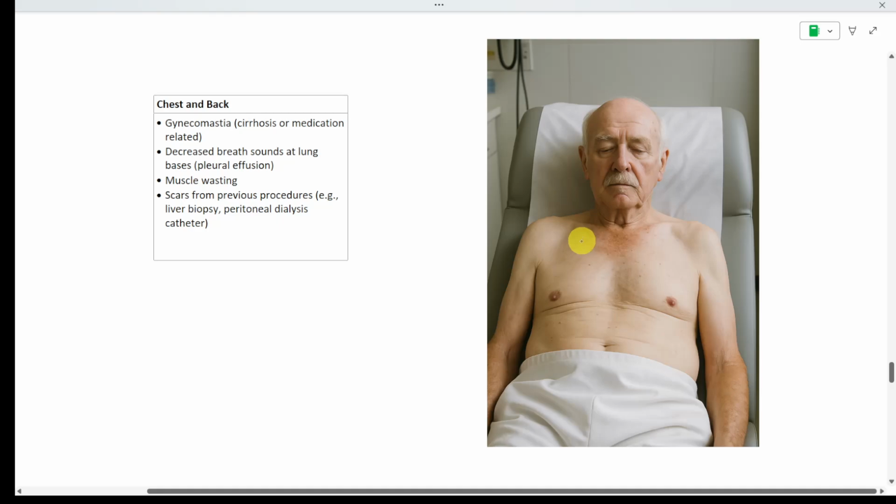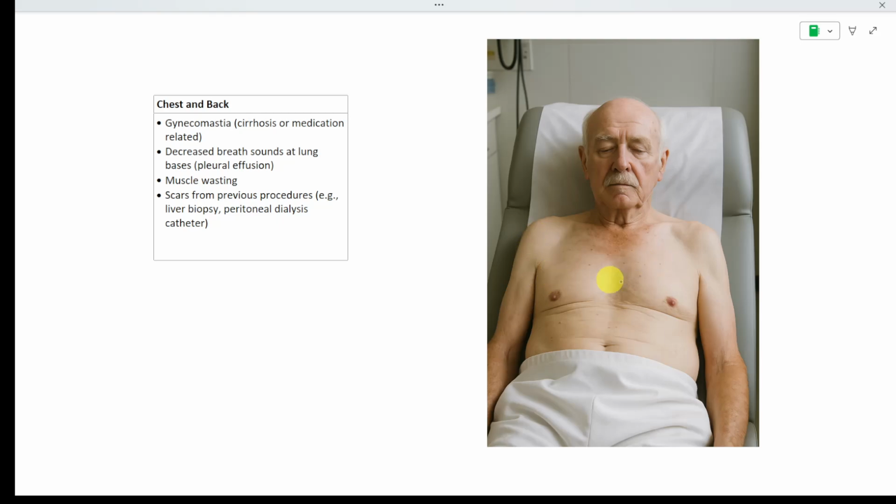Then you go to the chest and back. Again, look for the spider nevus. On the general inspection, you could find out if the patient has gynecomastia. Then again, it's not enough to just look for gynecomastia and say, okay, the patient has gynecomastia. You need to palpate it as well. Look for any nodes, look for any deformity in that.